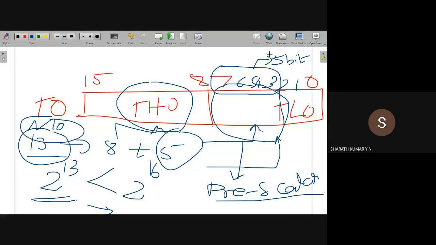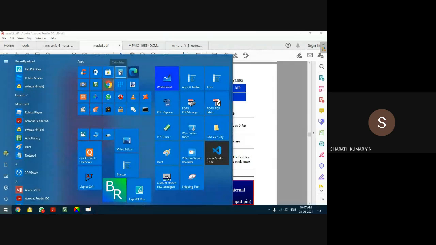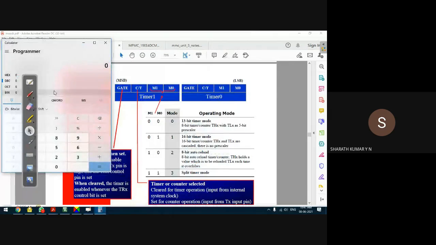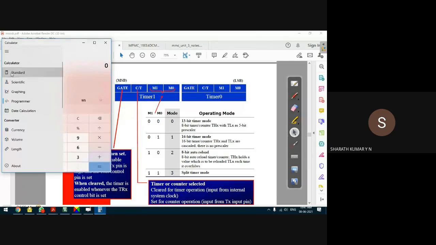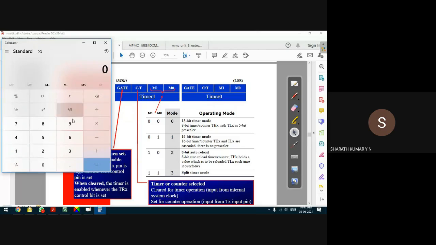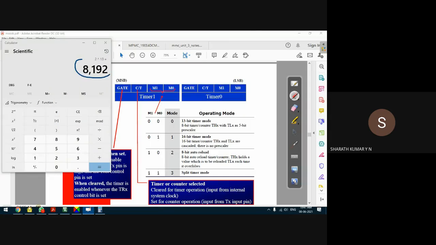Just a second, I forgot. I need to check in the calculator. I need to jump to the normal calculator, or I think the scientific calculator. 2 power 13.